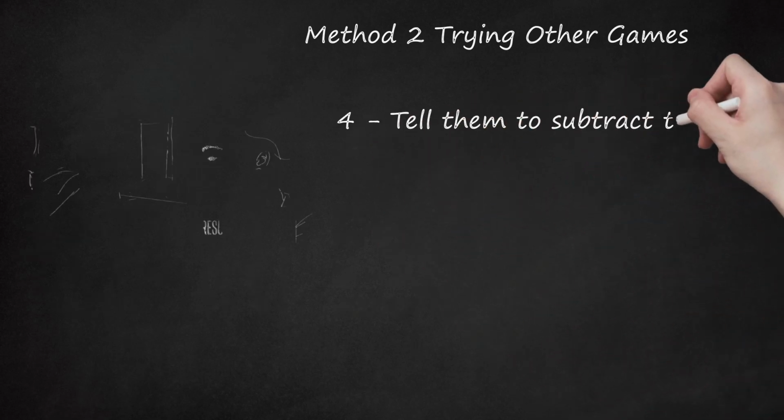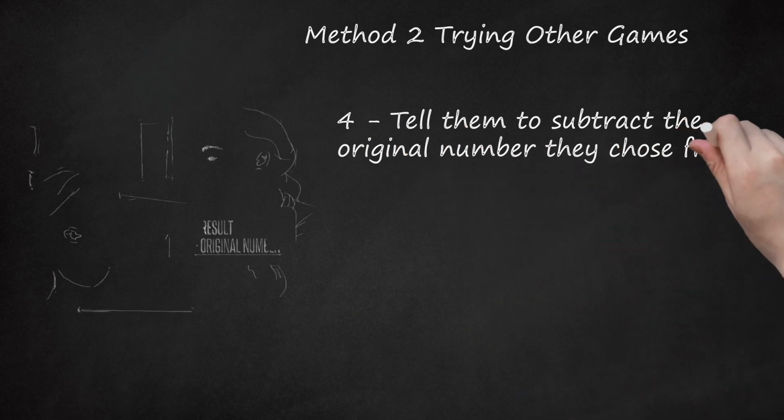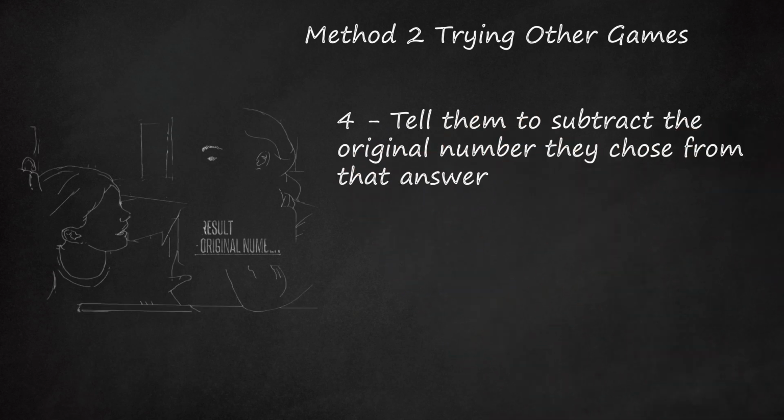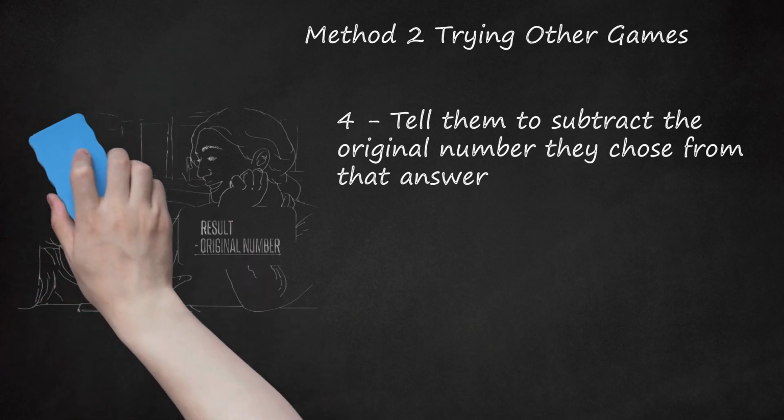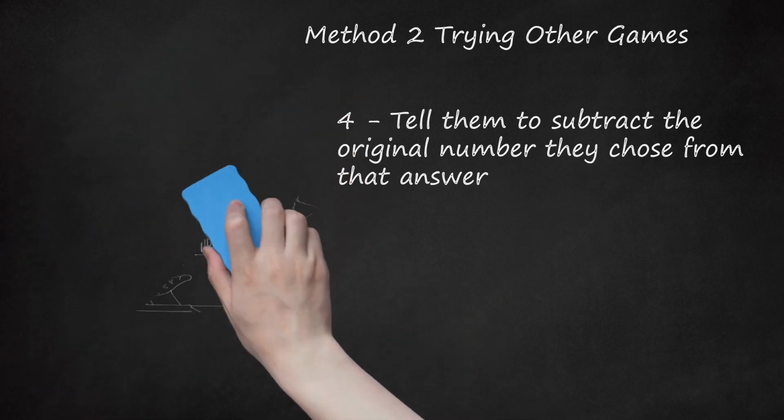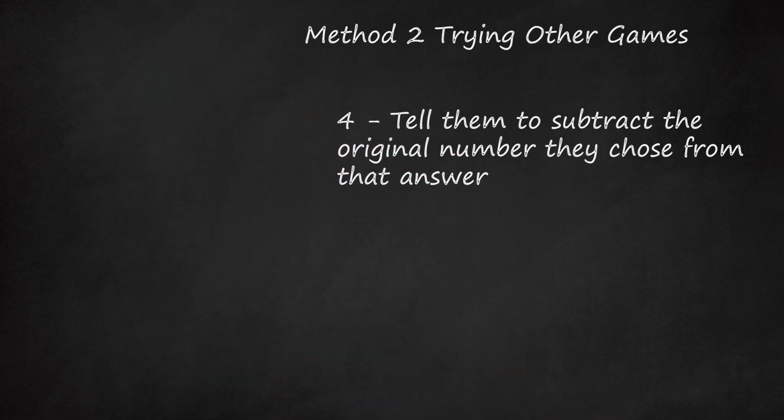4. Tell them to subtract the original number they chose from that answer. Unless incorrect math has been performed, the answer will always be 5. Example 1, 13 minus 8 is equal to 5. Example 2, 48 minus 43 is equal to 5. Respond with, is your secret number 5?